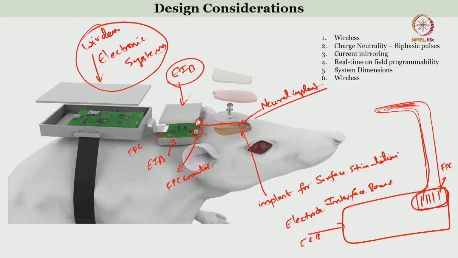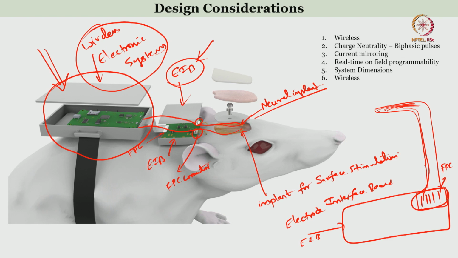So, we will discuss more about this part where we talk about the architecture of what a wireless electronic system looks like. But mind you, this wireless electronic system as such is not sufficient, there should be an electrode interface board. One can also think, why is the electrode interface board required, you can directly interface these implants to the wireless electronic system directly.